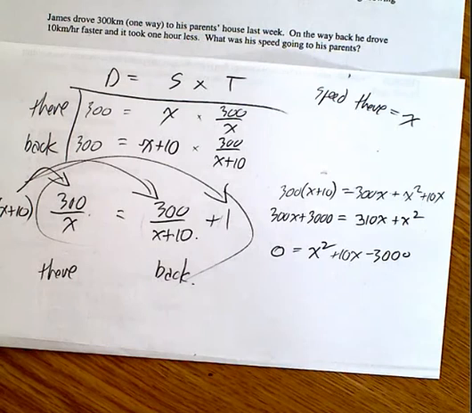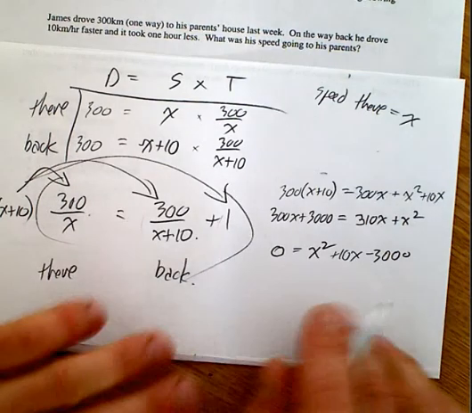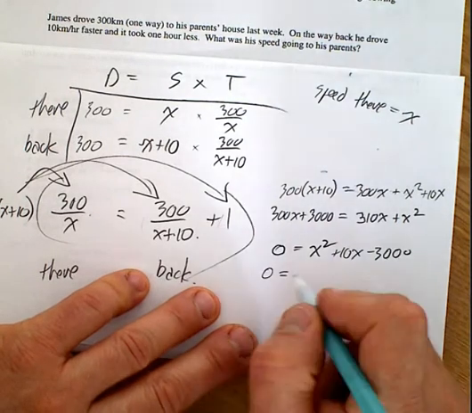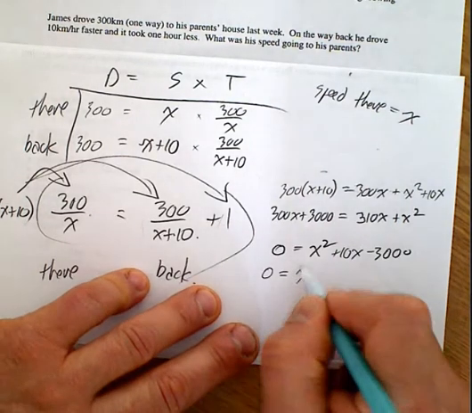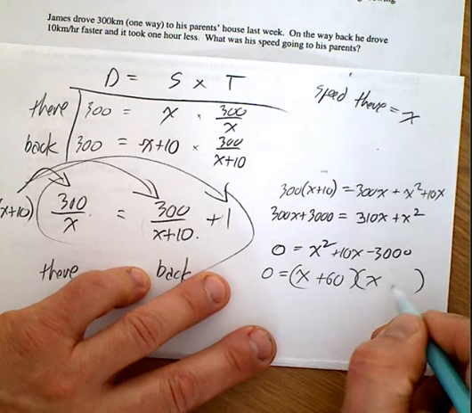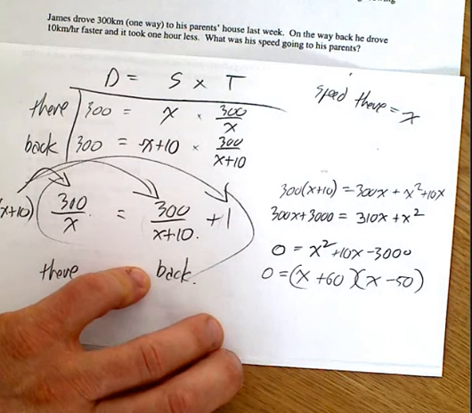Okay? What do we got here now? 60 and 50. Looks like it might work. Okay? So here we have x. I'm going to factor this one. I think it's going to work. Plus 60 and minus 50.